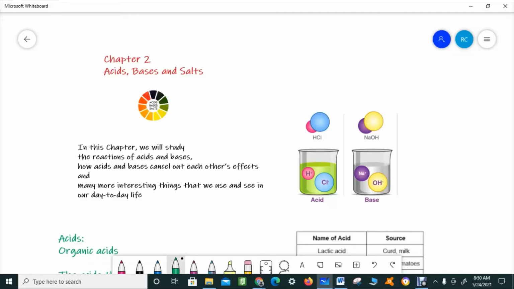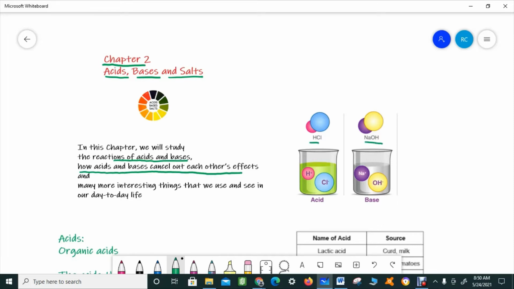Students, today we start a new lesson in grade 10 chemistry, chapter 2, acids, bases and salts. In this chapter, we will study the reactions of acids and bases, how acids and bases cancel out each other's effects, and many more interesting things that we use and see in our day-to-day life. The common acid familiar to us is hydrochloric acid and the base is sodium hydroxide.